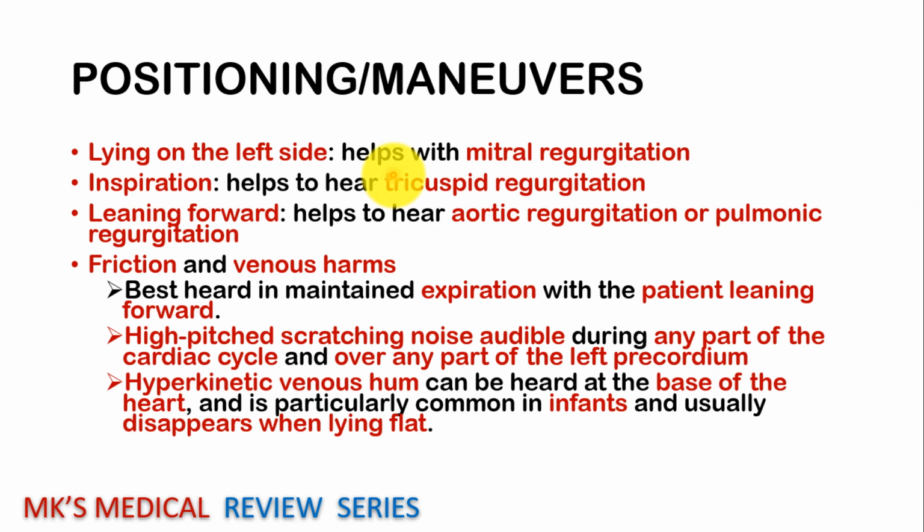Okay, so like I already said, there are some maneuvers that are known as accentuation maneuvers. For example, laying on the left side helps with mitral regurgitation, making the murmur more evident. Inspiration helps to hear tricuspid regurgitation. Leaning forward helps with aortic regurgitation and pulmonic regurgitation.